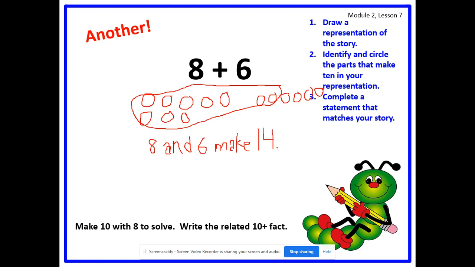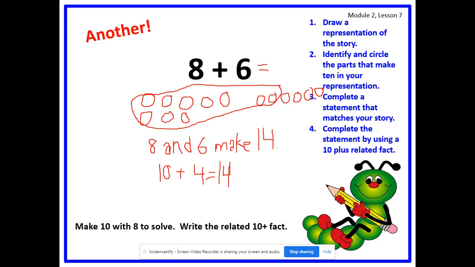Press pause if you need more time. Press play when you're ready to continue. Last key point says complete the statement by using a 10 plus related fact. That one we can write the number sentence. So we will write 10, which was the number of circles inside the box or the circle, and how many outside? What was our leftover part? Let's count. 1, 2, 3, 4. So it would be 10 plus 4, I write, you write, equals 14. Go ahead and make sure that this is what you have.